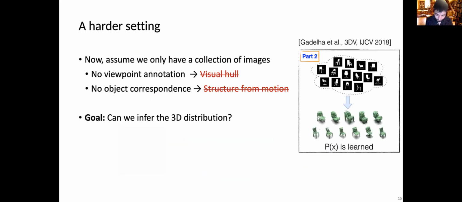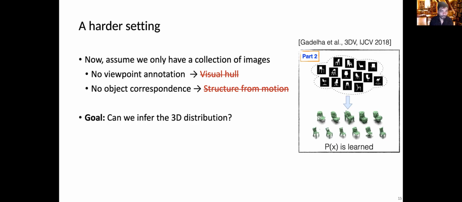Okay. So now look at a harder setting. Imagine you have a collection of images. You open up a catalog of furniture and you find all these chairs, and each chair is perhaps taken from a different viewpoint, and they're all different. And in your head, you would like to imagine what is the space of shapes of chairs that could have generated these images. If you did not have viewpoint annotations and they weren't the same instance, it rules out some algorithms that you can imagine. So visual hull in the previous slide wouldn't work, structure from motion wouldn't work, and this becomes much more challenging.